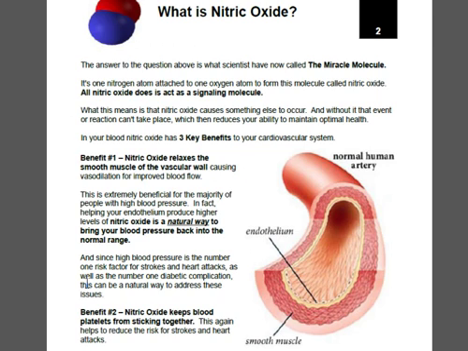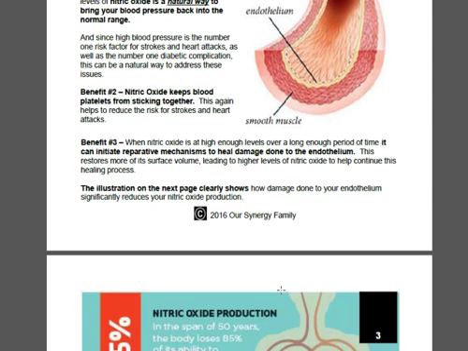Page 2 is about what nitric oxide therapy is. All nitric oxide does is act as a signaling molecule, and it has 3 benefits to you. The first benefit is nitric oxide relaxes the smooth muscle of the vascular wall, causing vasodilation for improved blood flow. In fact, it's a natural way to bring your blood pressure back into the normal range. The second benefit is it keeps blood platelet cells from sticking together. This reduces your risk for strokes and heart attacks. And the third benefit is that when it's at high enough levels over a long enough period of time, it can initiate reparative mechanisms to heal damage done to the endothelium.